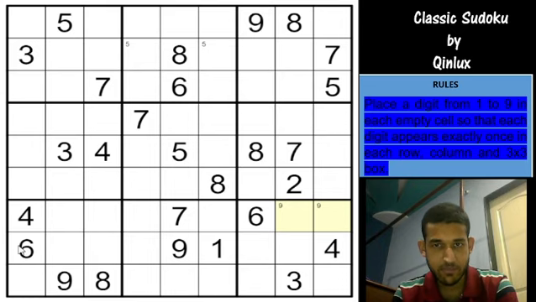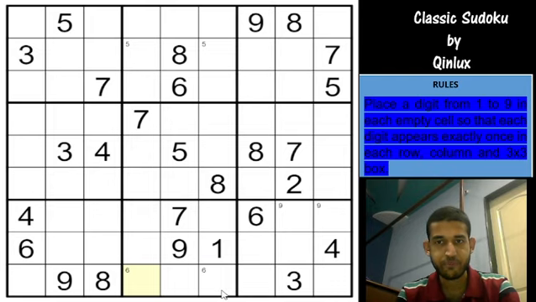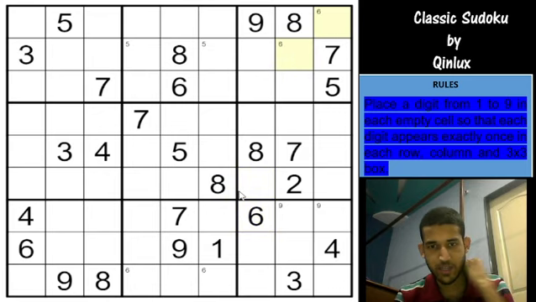Let me look at 6 maybe. 6 in row 7 and row 8 and 6 in column 5. So 6 goes here. Let me quickly replace that with corner pencil marks. 6 is in row 3, 6 is in column 7. So 6 goes here. All basic regulation stuff, guys. I'm just doing it a little bit quicker because I certainly know what is going to be done in the Sudoku.